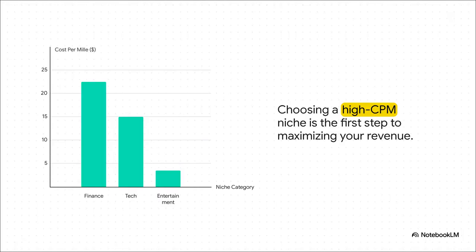And this is critical because not all views are created equal. You see, advertisers will pay way, way more to show their ads to someone interested in finance than, say, someone watching funny cat videos. This value is measured in something called CPM, or cost per mil. It's how much you get paid for every 1,000 views. Look at the difference here. Choosing a high CPM niche from the get-go is your first major strategic move.